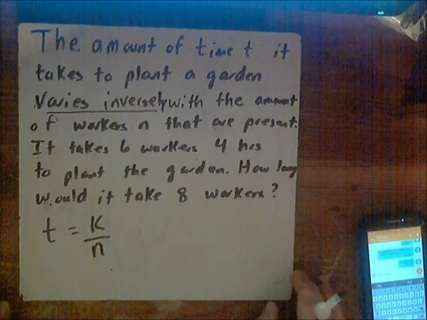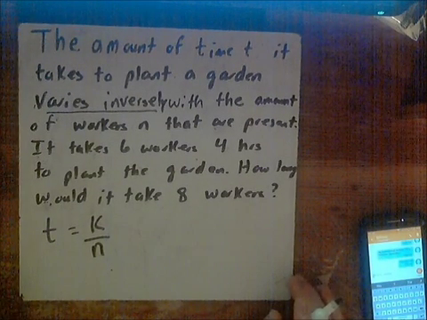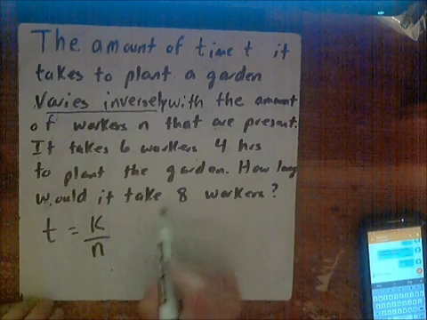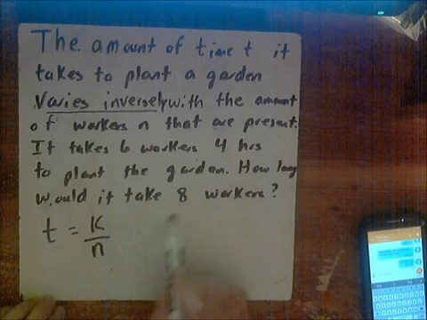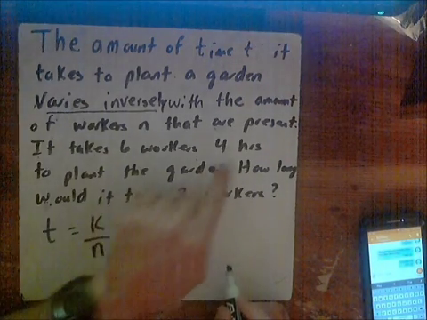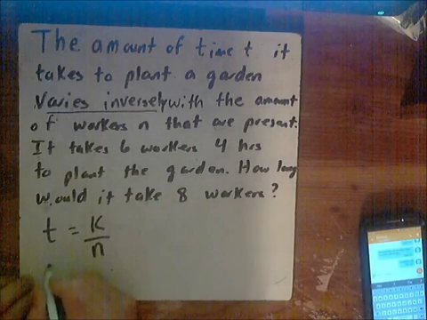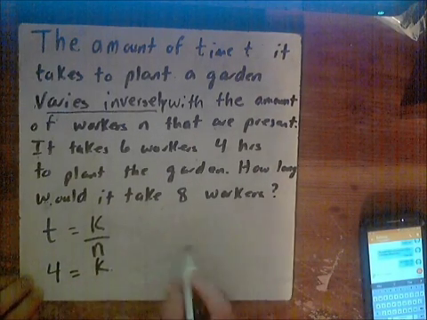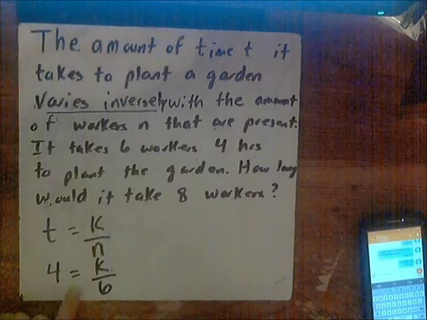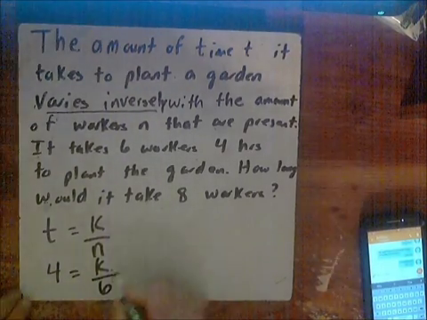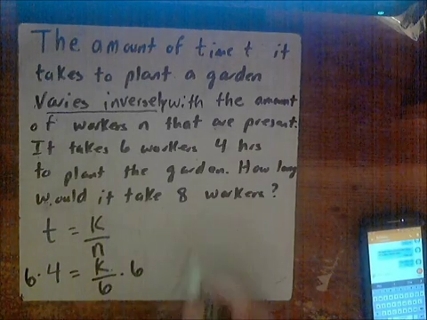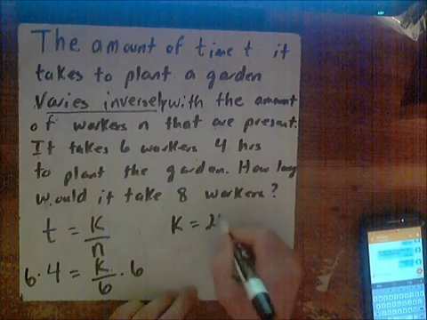So we're going to do the same thing here as we did in our last example. We're going to figure out what K is and then use that for this situation here where we wonder how long it would take 8 workers. All right, so we're going to take 4, which is the amount of time, and plug it in for T. We're going to take the amount of workers we have, which is 6, and put it here. And now it's just simple algebra to solve for K. We're going to multiply both sides by 6. And we're going to get K here to be 24.